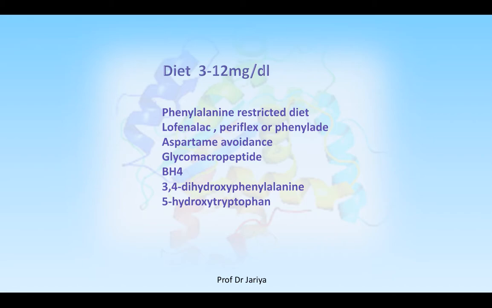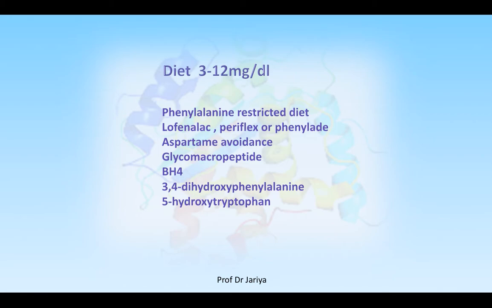Glycomacropeptide obtained from whey protein has a very low phenylalanine content and hence it is a useful supplement for PKU. Phenylketonuric individuals need to avoid processed foods and beverages containing aspartame. Aspartame is an artificial sweetener made up of aspartyl phenylalanine methyl ester, because it is hydrolyzed to phenylalanine and aspartate in the intestine.